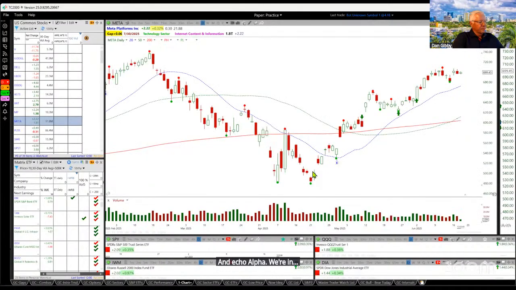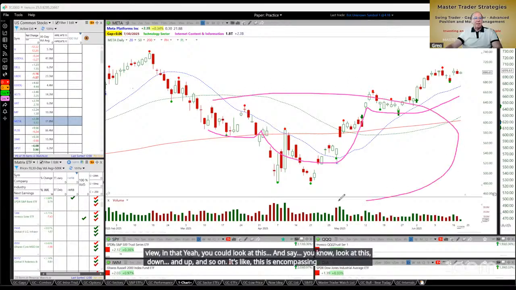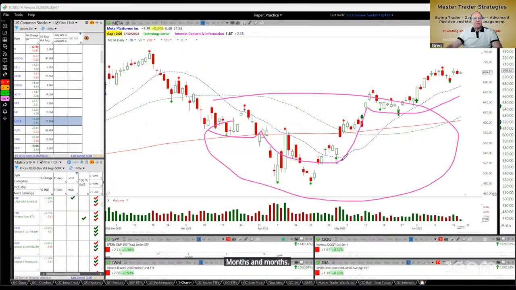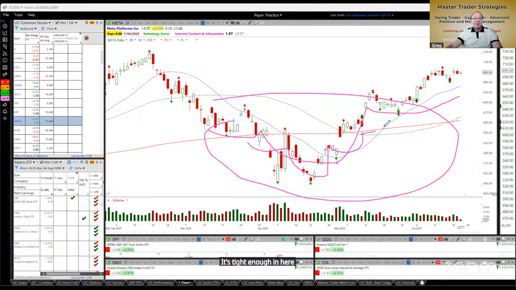We're in. So think about it like this: you could look at this and say, you know, look at this down and up and so on. It's like this is encompassing months and months. What we're looking for is something within a pattern on a daily time frame that would encompass maybe a month or two, where it would have happened in here. It's tight enough in here, right, to support something happening.